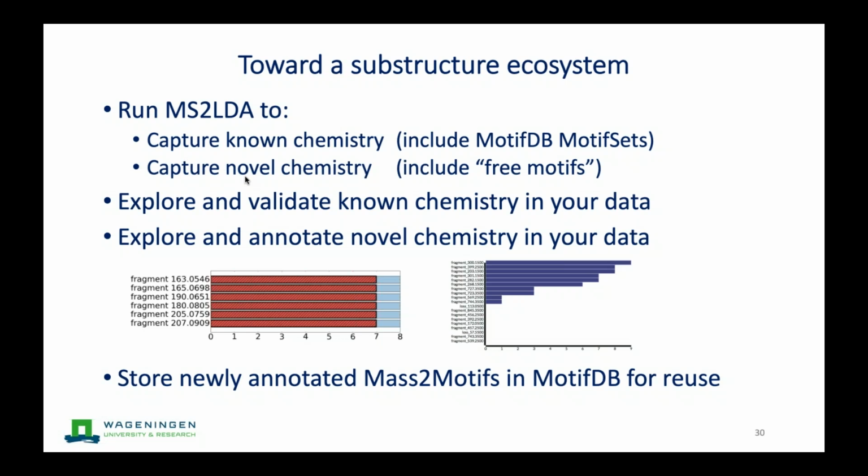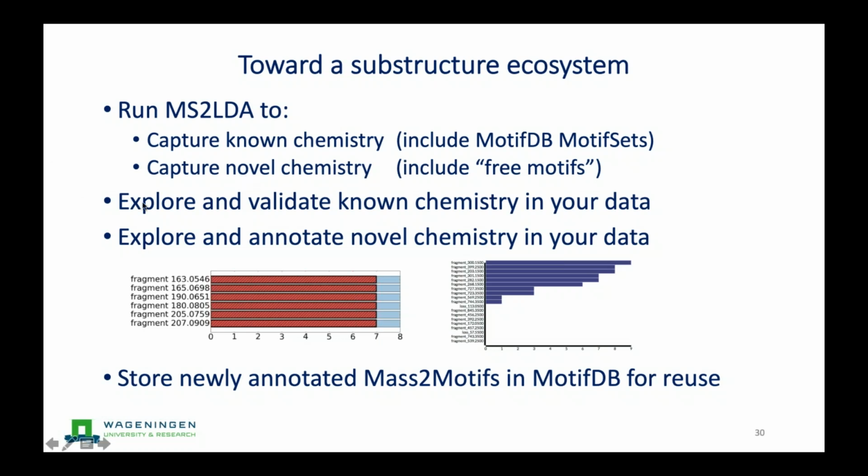Within the foreseeable future, we won't be able to capture all the chemistry using these motifs. So it's really important to also include Mass2Motifs to capture the yet unknown chemistry. Then you can start to explore and validate the known chemistry in your data. Then you can start to explore and annotate the novel chemistry in your data.